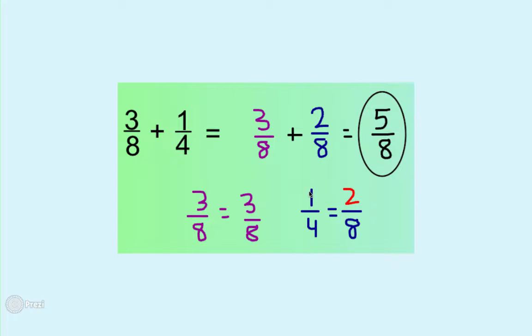We can make 1/4 into an equivalent fraction over 8. Since 4 times 2 equals 8, 1 times 2 is 2. 2/8 is our new equivalent fraction. I rewrote both fractions above with 8 as our common denominator, so 3/8 plus 2/8 is 5/8. This is our answer.